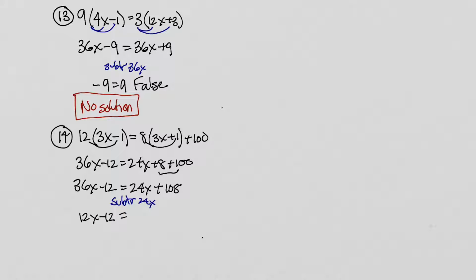minus 12 equals 108. Now we're going to do two things here, right, with these 12s. First, we're going to add 12. Let's go ahead and do that. I'm just going to add 12. 12x equals 120. And now divide by that 12, and we'll get x equals 10. There's our solution.